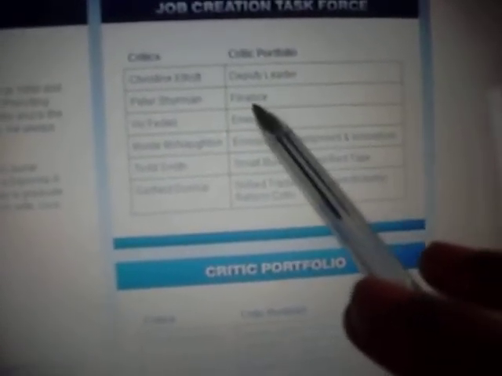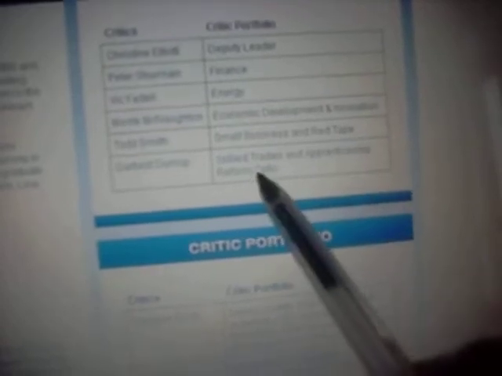They have the leader, of course, finance, energy, economic development and innovation, small business and red tape, skilled trades, and apprenticeship reform critic. If you look at the critic portfolio, you have all the different names of persons over here, and then you have what they address. So this first person here, he or she, I don't know, could be a transgender person. Deputy leader, chair of community outreach, critic for health and long-term care, citizen and immigration and mental health reform.